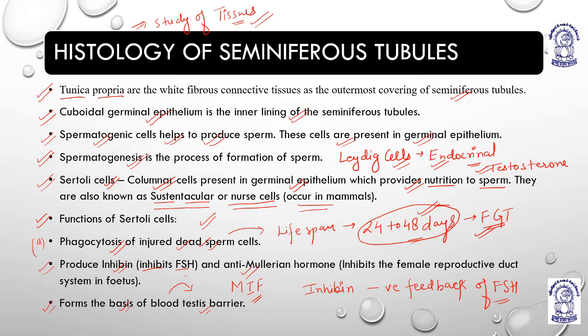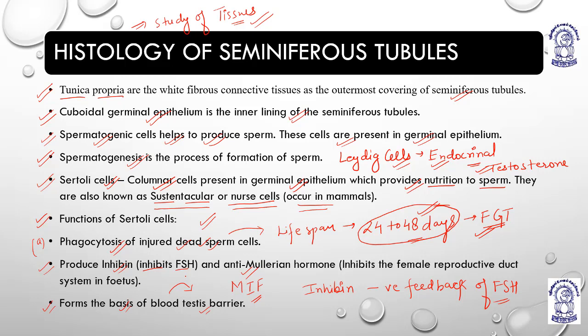So the main thing you have to jot down is tunica propria, which is the outermost layer, and germinal epithelium, which is the innermost layer, with spermatogenic cells which produce sperm. Then the seminiferous tubules have two types of cells, Leydig cells and Sertoli cells. Leydig cells are endocrinal. Sertoli cells are nutritive.